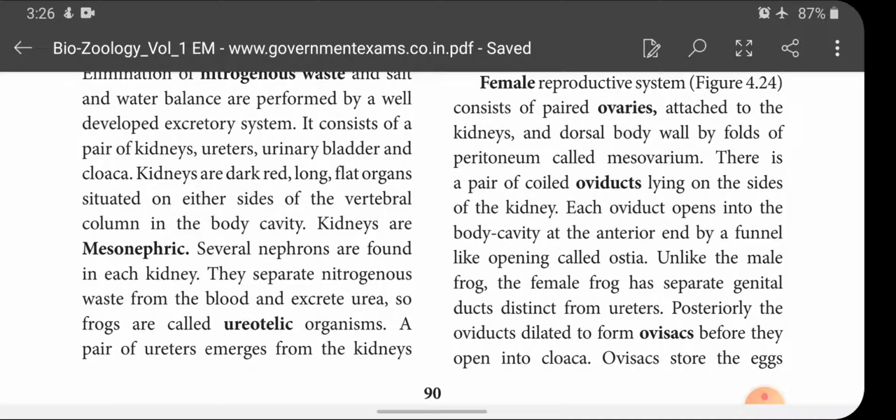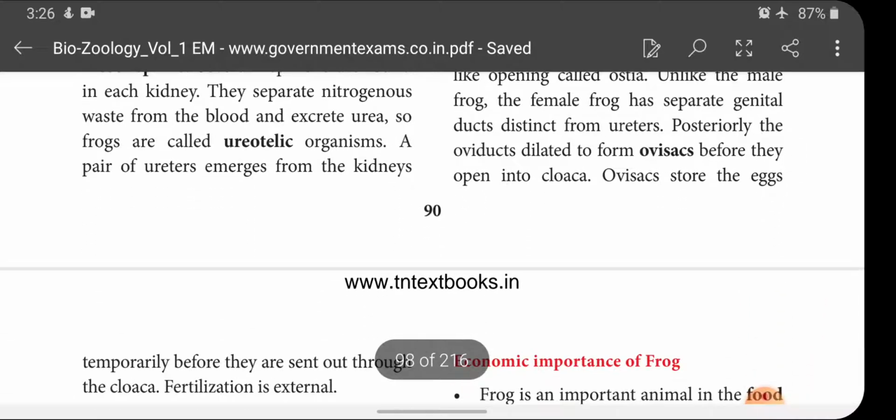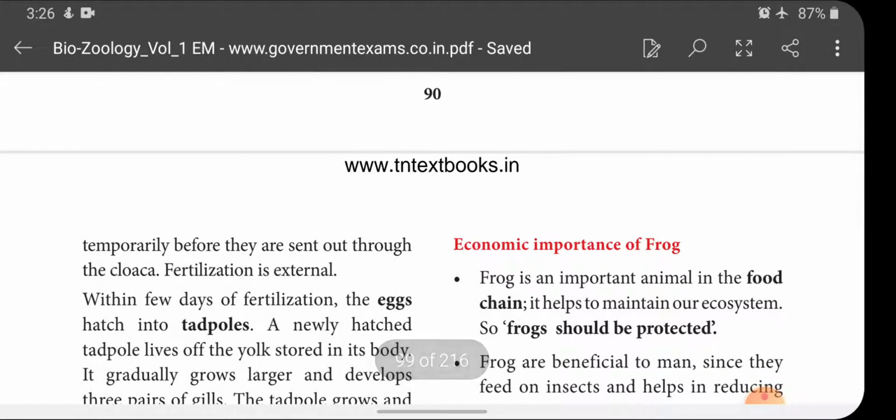Posteriorly, the oviduct is dilated to form ovisacs. So in the anterior region, the oviduct forms a funnel-shaped structure called ostia. On the posterior side, the oviduct dilates to form ovisacs before they open into the cloaca. Ovisacs store the eggs temporarily before they are sent out through the cloaca.